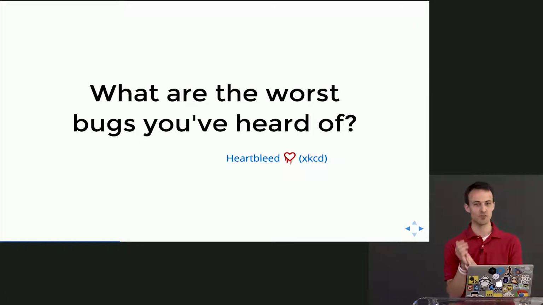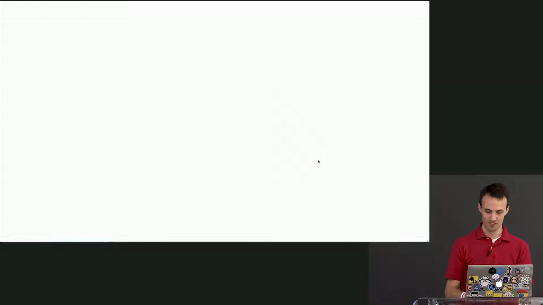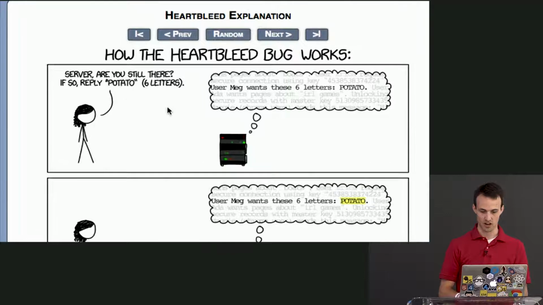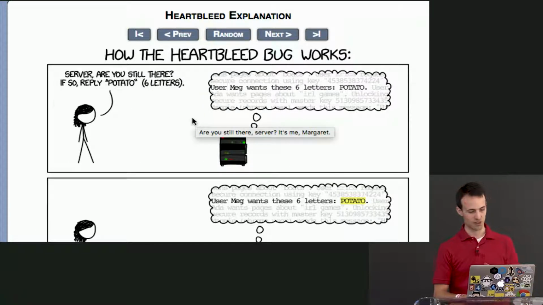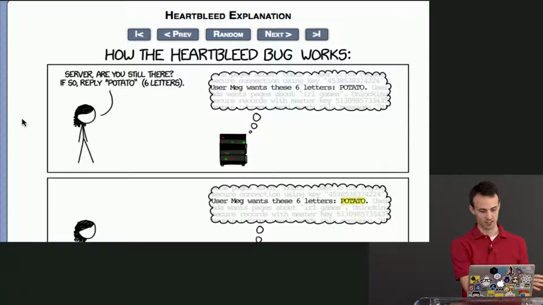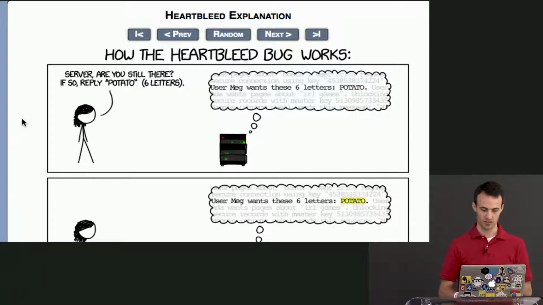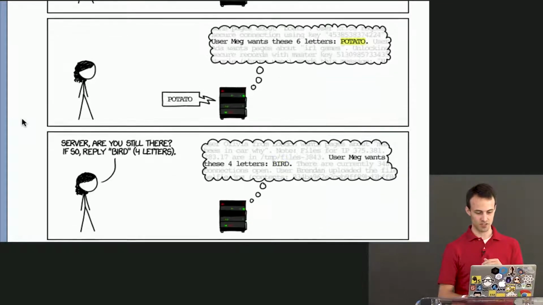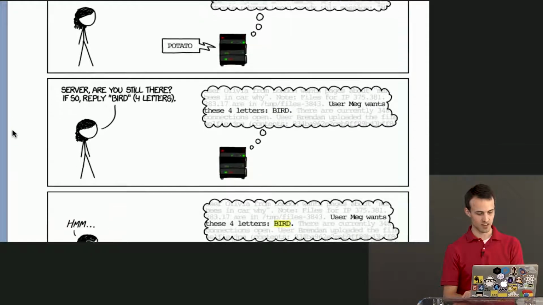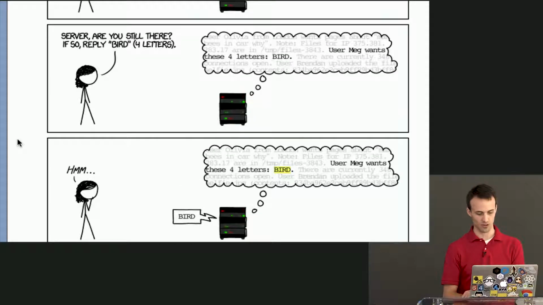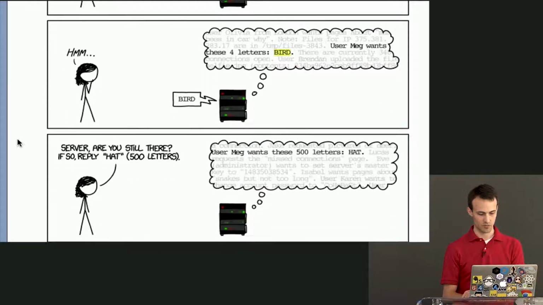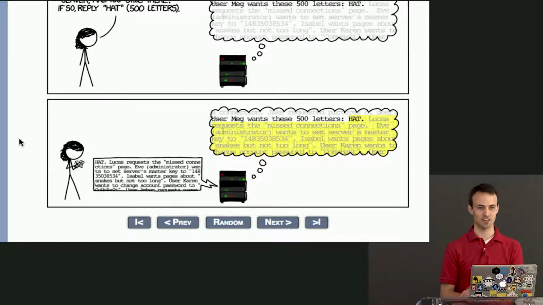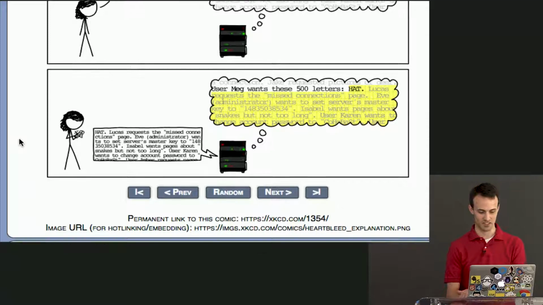Okay, Heartbleed. Anybody remember Heartbleed? So yeah, this was a bug in OpenSSL, and XKCD does a really good job of explaining what the problem was. So here's a client saying, "Hey, server, give me the word potato in 6 letters." Gives it back potato. And it says, "Hey, are you still there? Give me the word bird with 4 letters." And it gives it back bird. Okay, hat, 500 letters. Oh, that's very interesting. Let me take down all of that information.